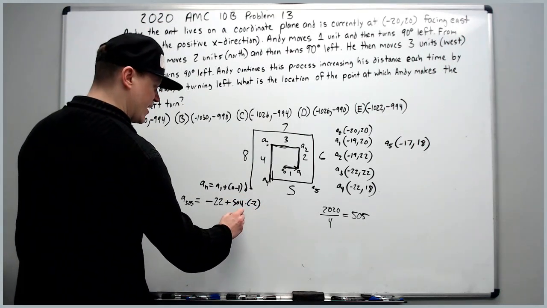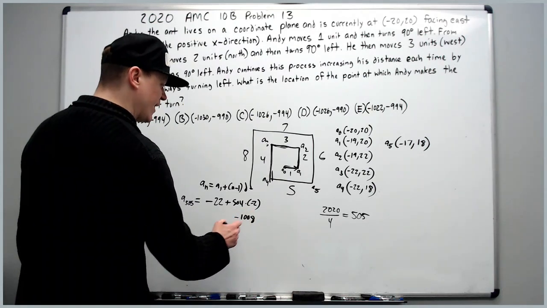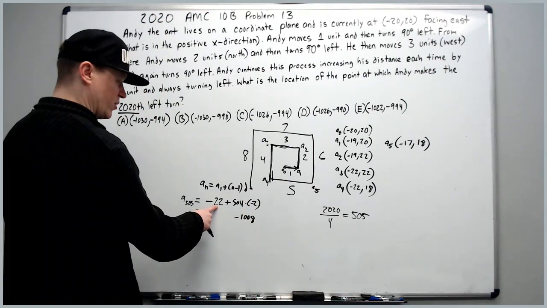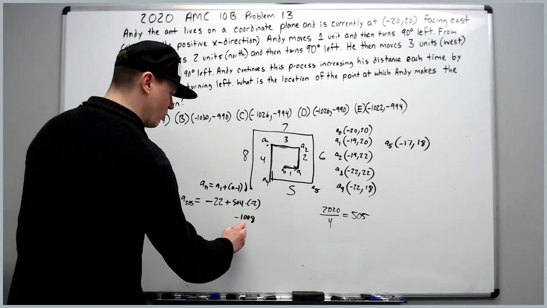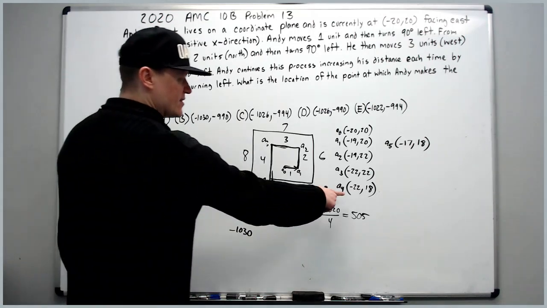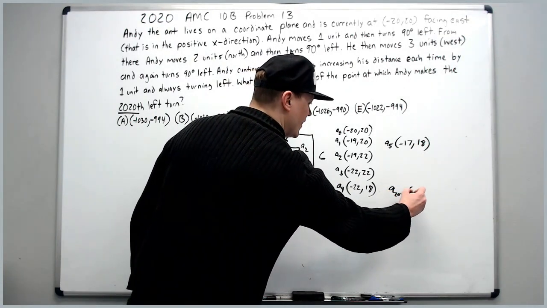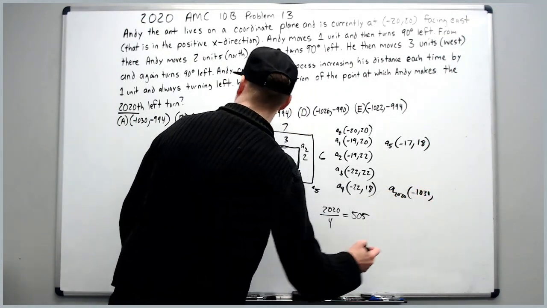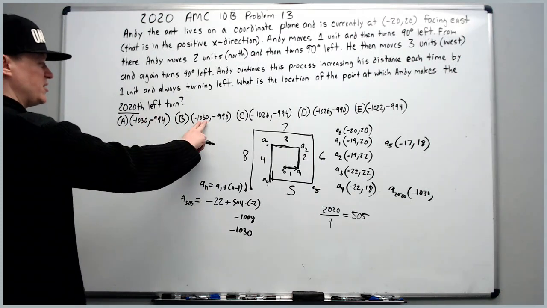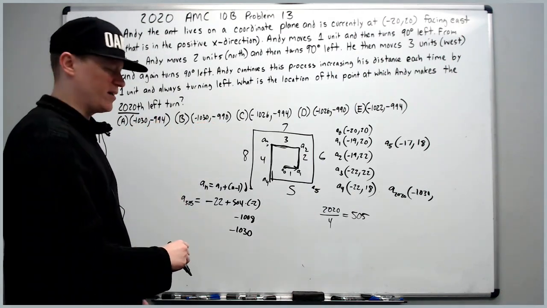This is going to give negative 1008. And then we're going to subtract 22 from that to get negative 1030. This is the x value of a sub 2020. It will be negative 1030. Quickly glance, there's only 2 answers that have that, so it's one of these 2.